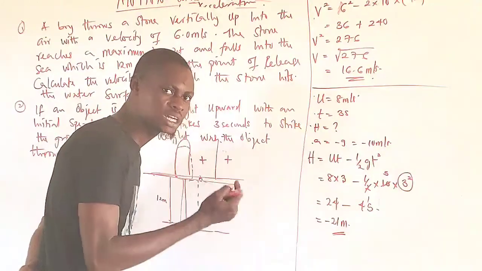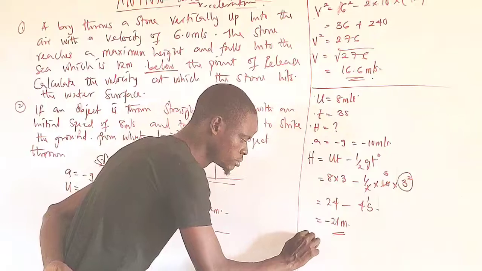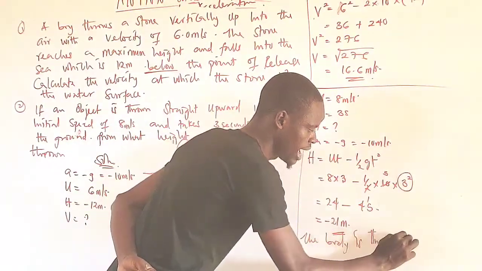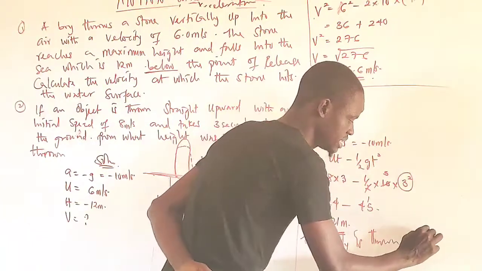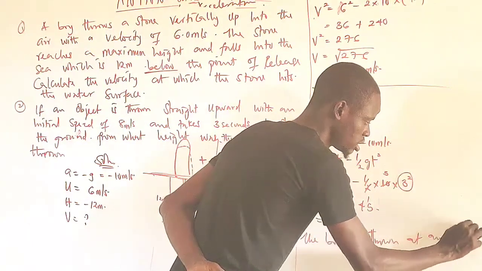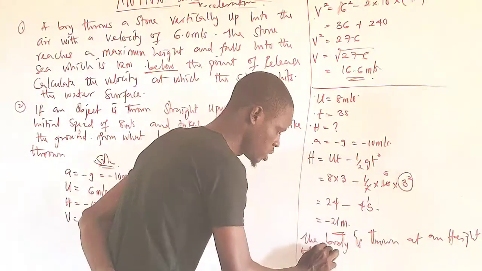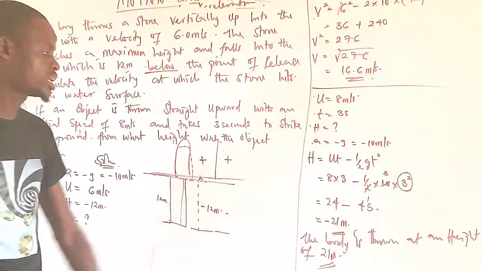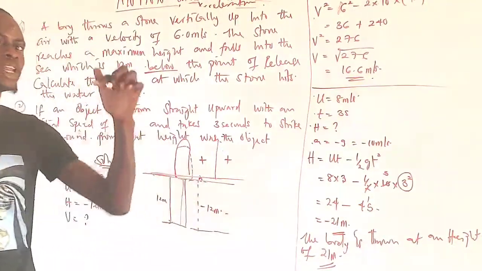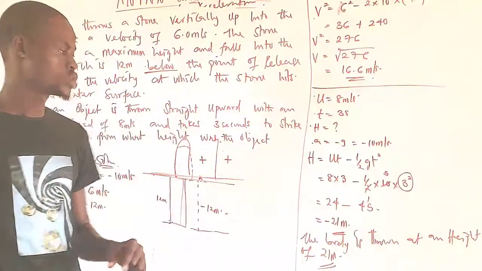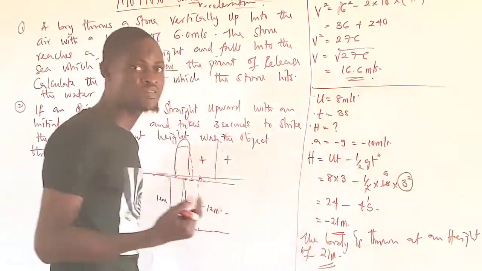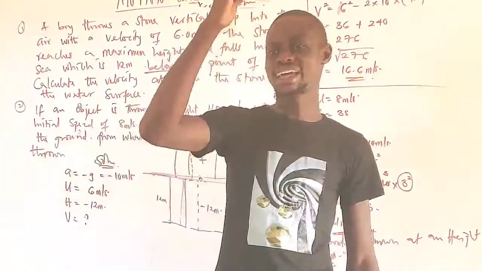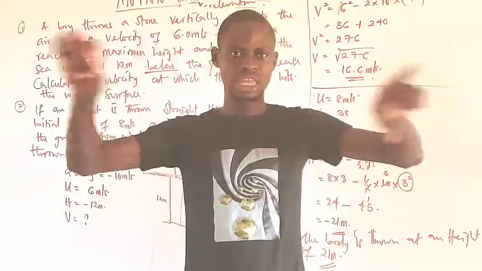So at what height is the body being thrown? The body is thrown at a height of 21 meters below the level of projection. So forget about the negative. The negative is only there to explain that the height at which the body is thrown is below the level of throw.